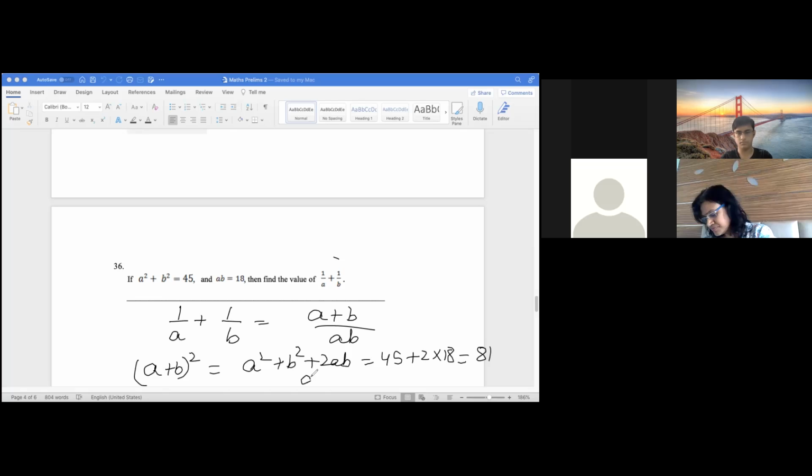So what is the value of A plus B? A plus B is equal to plus minus 9. Always use both the values. Many of you just take the positive, because when you find the square root, you get both values, plus and minus. So A plus B is plus minus. What value do we get? When you take plus 9, it will be plus 9 upon 18, which is 1 by 2. When you take minus 9, the answer is minus 1 by 2. So what is the answer? Plus minus 1 by 2 is the answer. Understood?